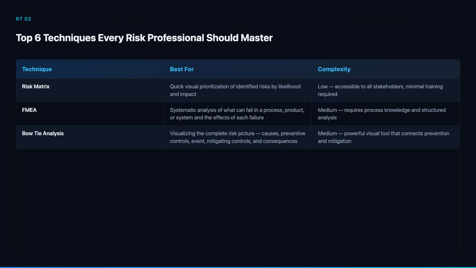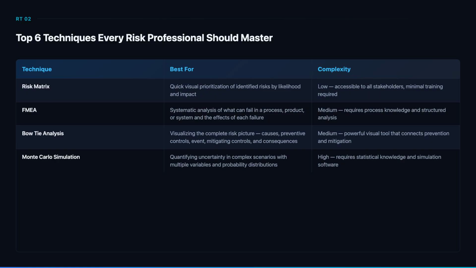Bow tie analysis is one of the most powerful visual risk tools. The hazard sits at the center. Causes and preventive controls fan out to the left. Consequences and mitigating controls fan out to the right. This single diagram shows the complete risk picture: what could cause the event, what prevents it, what happens if it occurs, and what limits the damage. Ideal for communicating complex risks to leadership.